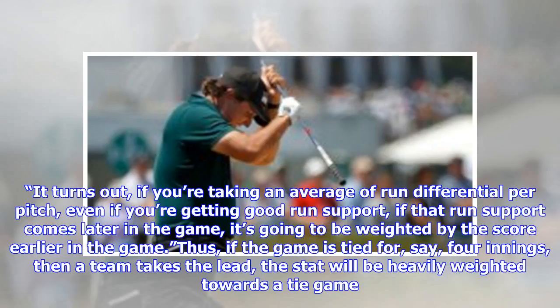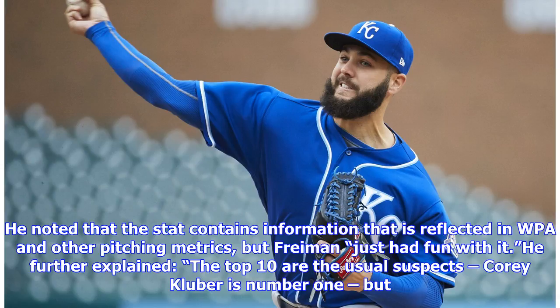"It turns out, if you're taking an average of run differential per pitch, even if you're getting good run support, if that run support comes later in the game, it's going to be weighted by the score earlier in the game. Thus, if the game is tied for, say, 4 innings, then a team takes the lead, the stat will be heavily weighted towards a tie game." He noted that the stat contains information that is reflected in WPA and other pitching metrics, but Fryman just had fun with it. He further explained, "The top 10 are the usual suspects."